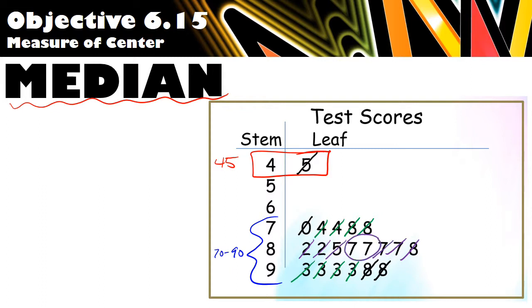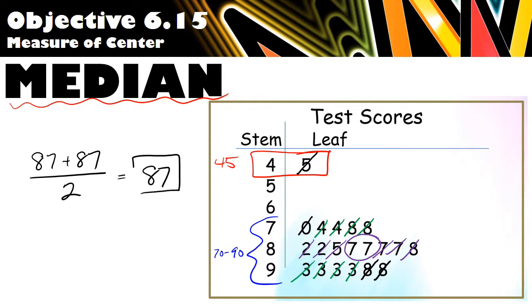Then we have two values left in the middle. Whenever we have two values left for the median, we take those two values, so we take 87 plus 87, and we divide them by 2. In this case, obviously it comes out to 87. Nice and easy.